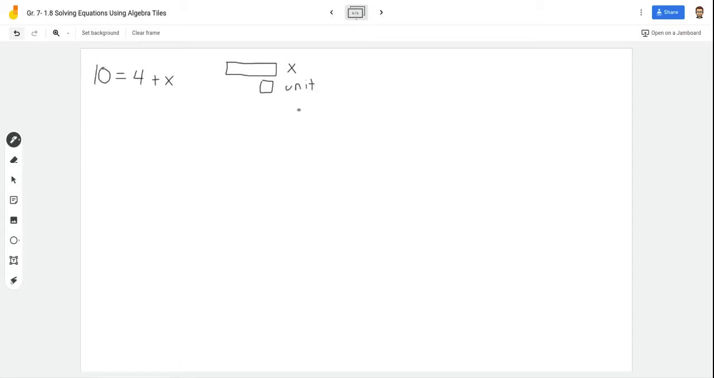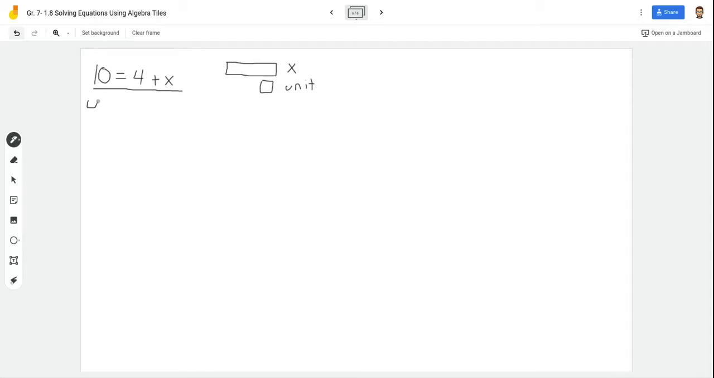Since we're only dealing with positive integers right now, we're not going to have to worry about shading them in yellow or black. So we're just going to leave them open and white like this, which will represent positive. In order to do this, the first thing you need to do, as I had mentioned before, is model this equation in tile form.